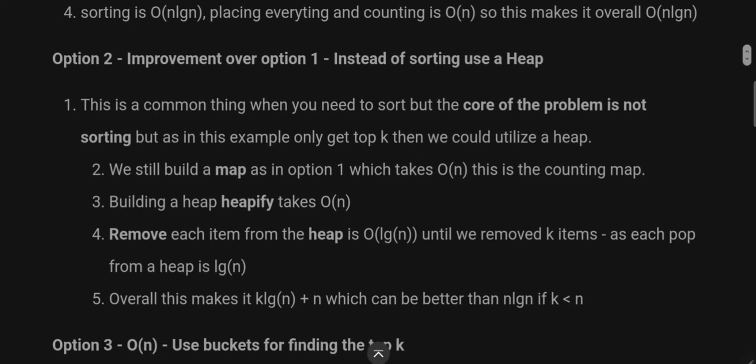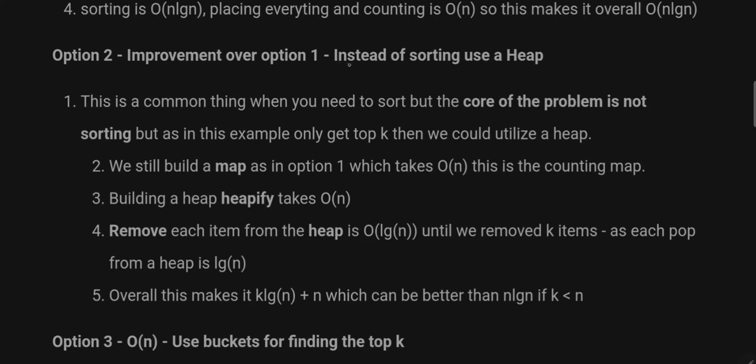Option 2, improvement over option 1. Instead of sorting, use a heap. This is a common theme when you need to sort, but the core of the problem is not sorting, but, as in this example, only getting the top k. Then we could utilize a heap. We still build a map as in option 1, which takes O(n) to build because we need to traverse all the items.